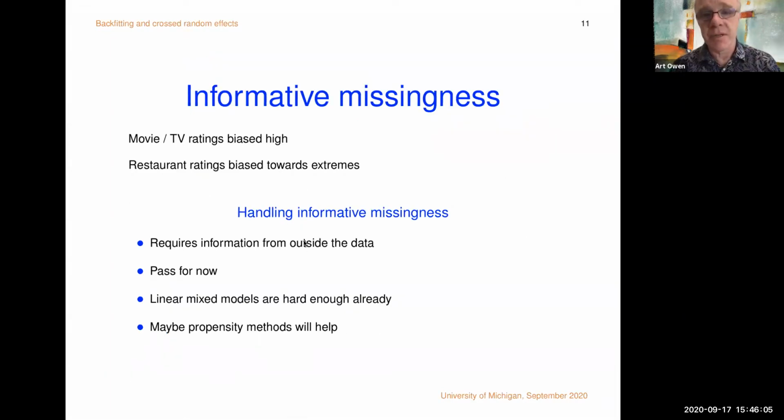In a lot of these applications, missingness is informative. TV ratings are usually biased high. Restaurant ratings could be biased low and high, we think. We're not going to handle informative missingness. First of all, to do it, you have to make an untestable assumption. Your numbers are on a 10-point scale, maybe it really goes to 11, but all the 11s were missing because people were shy to show you the 11s. It takes facts from outside the data. It's impossible looking at the data to tell that things were informatively missing. So we'll forget that. The problem's hard enough anyway without missingness. I have a hunch that some kind of clever propensity methods would help.